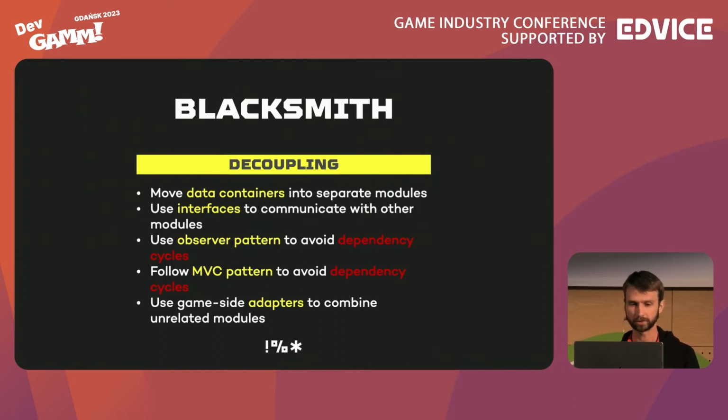You can use interfaces to communicate with other modules, like I did with the item fixer. The same story with currencies controller, right? The third one, observer pattern, and the fourth one, MVC pattern, they always go together. If you want to follow the MVC principle, you will usually use the observer pattern a lot. So this is a great way to avoid the dependency cycles between a controller and a view parts of our system.